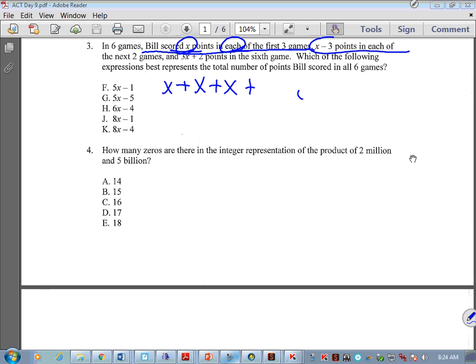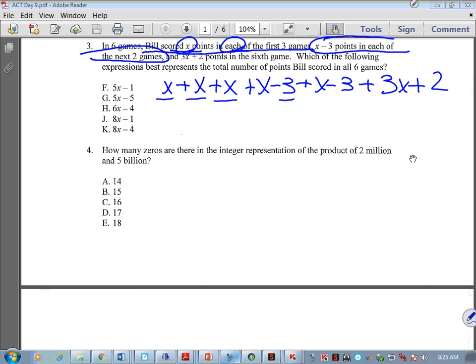Look, x minus 3 points in the next 2 games. How many points did he score in the 4th game? X minus 3. Okay. How many points did he score in the, we're at 1, 2, 3, 4, in the 5th game? X minus 3. Okay. And in the 6th game? 3x plus 2. Right. Now I could have consolidated this as I went, but I want you to see this as game 1, game 2, game 3, game 4, game 5, game 6.